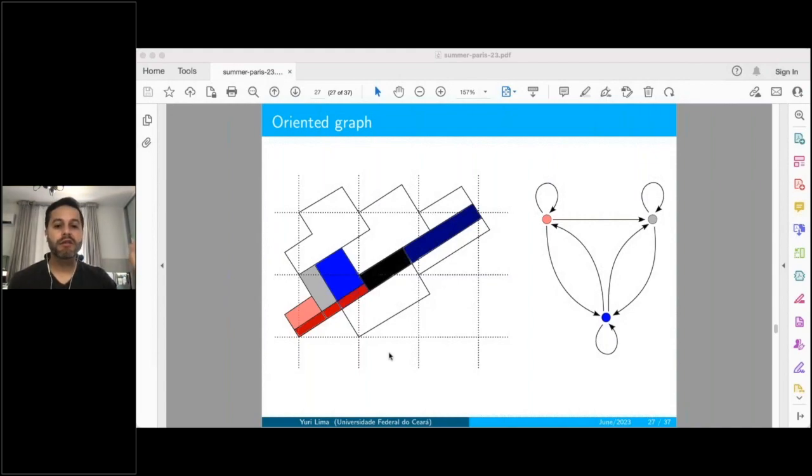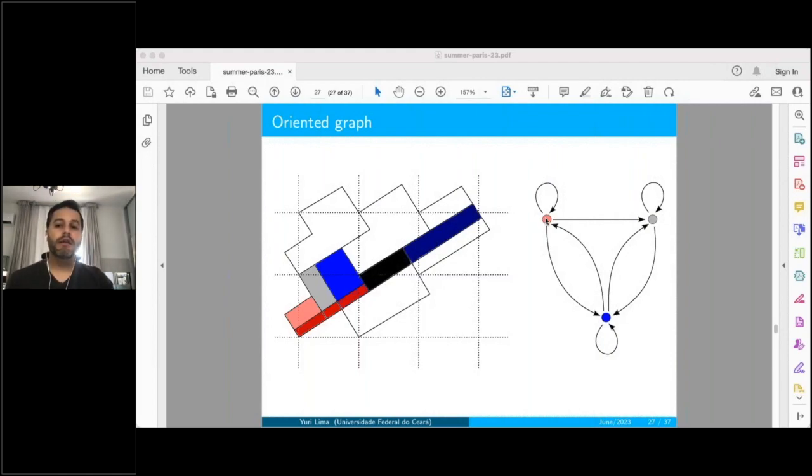Okay. And now, the idea is to get a trajectory with respect to the cat map and tell me what is the sequence of rectangles that are being visited. This is going to give us a path on this oriented graph. Position 0, we are at pink. Position 1, we are at gray. Position 2, we are at blue. Position 3, we are at blue. Position 4, we are at pink, and so on.